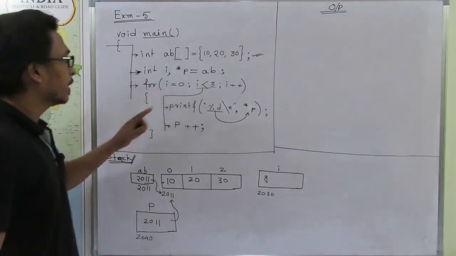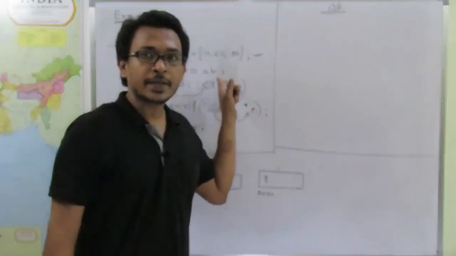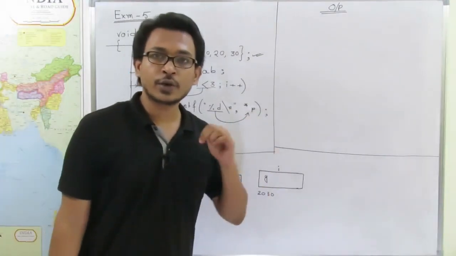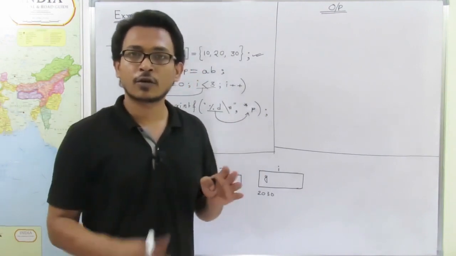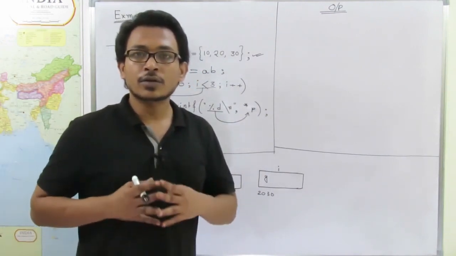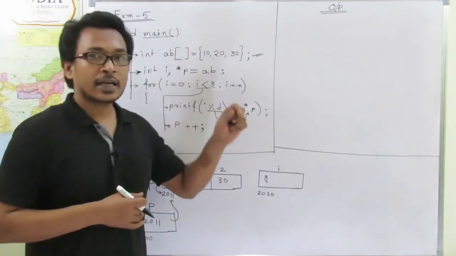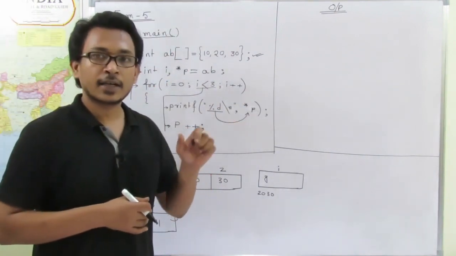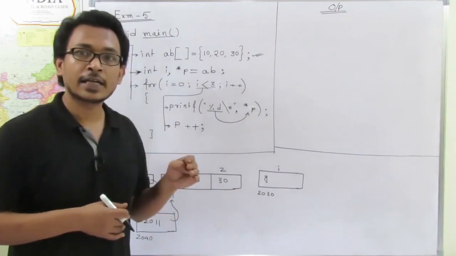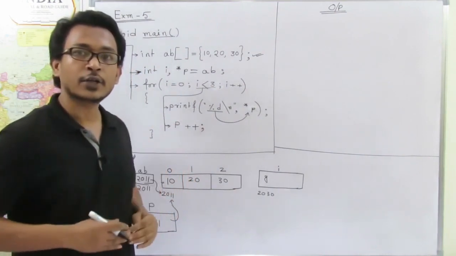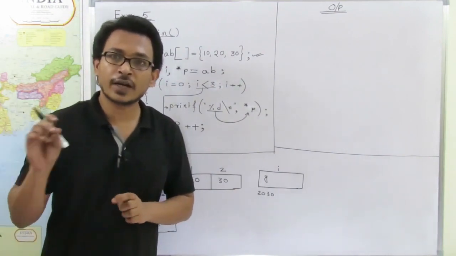Clear? Now look, this is not a constant pointer. P is not a constant pointer. Even though it is holding the base address of the array, it is not a constant pointer because this p is not declared as an array. It is declared only as an integer pointer. That means a pointer that will hold the base address of an integer.